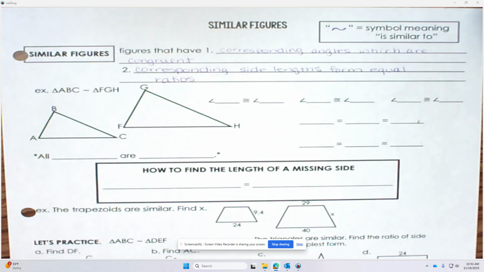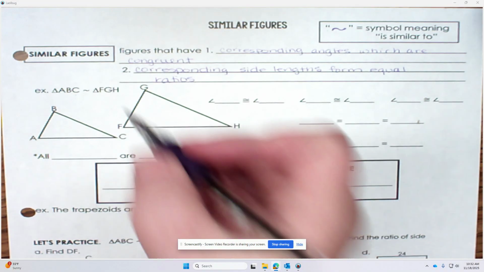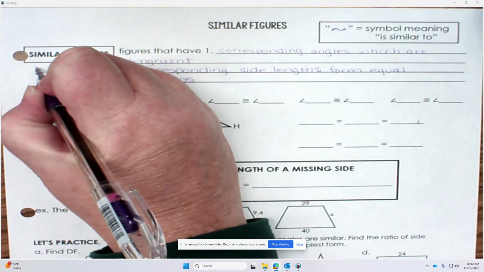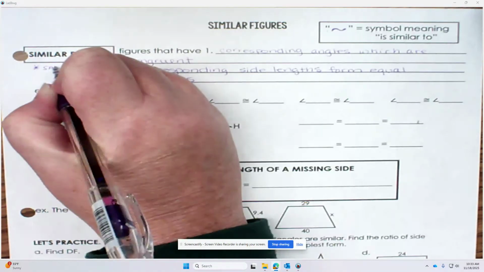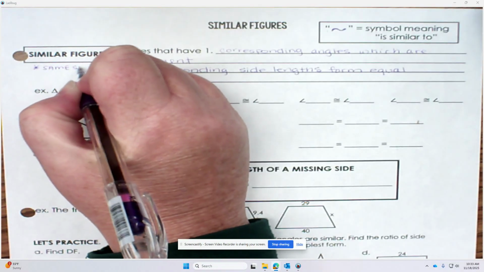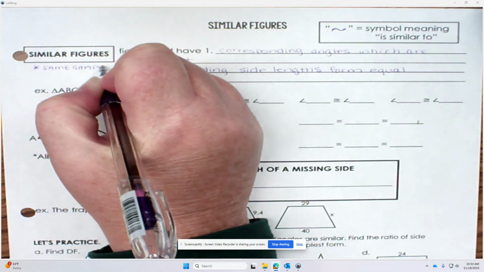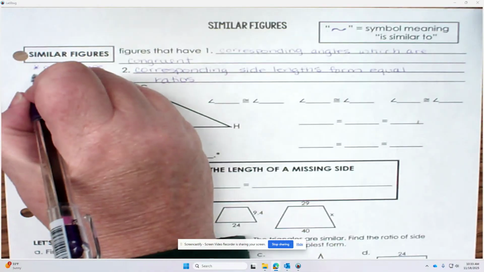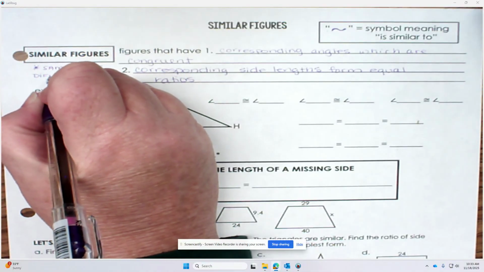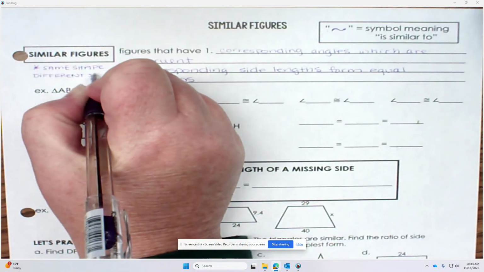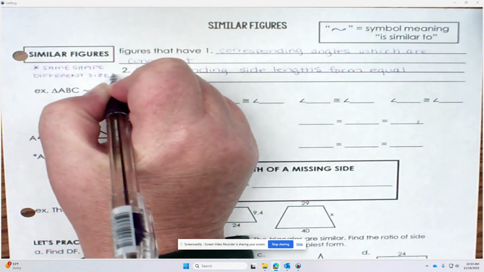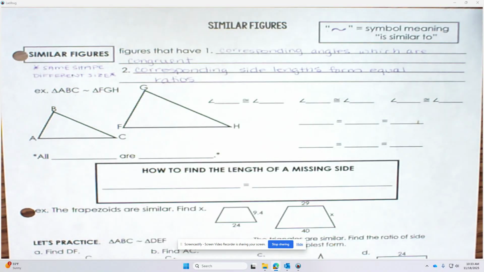Remember, if you need to slow the video down, you can, or speed it up, but I'm just going to go slow and steady. For similar figures, we're going to put a little note to ourselves. So draw a little star here. Basically, similar figures are the same shape, but different size. Okay, so for things to be similar, they need to be the same shape, but different size.